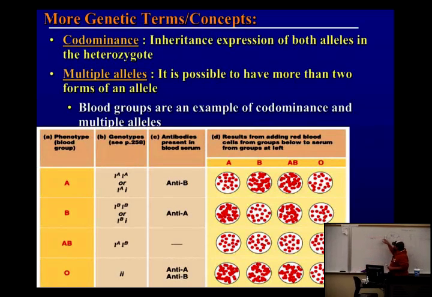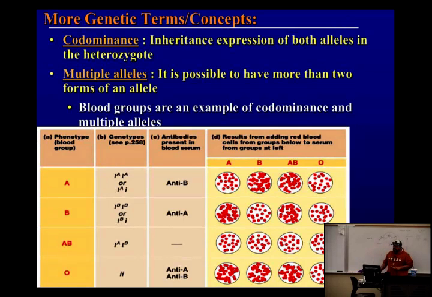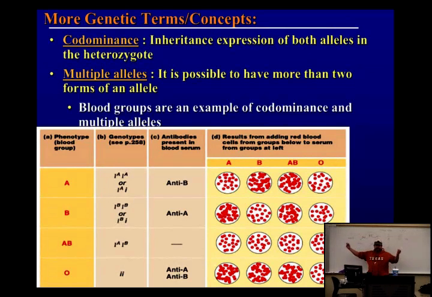Now, if that binds to this, that sets it up to get attacked by white blood cells. Would you want your blood to get attacked by white blood cells? Then you wouldn't want to make anti-A if you had an A blood type. What would you want to make? Anti-B. Yeah. You'd make anti-B because that would protect you from something that's foreign. Does that make sense?